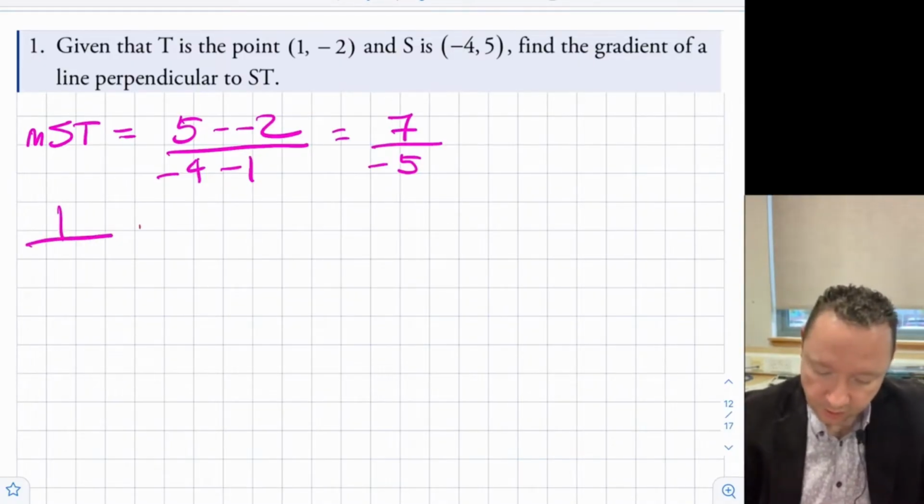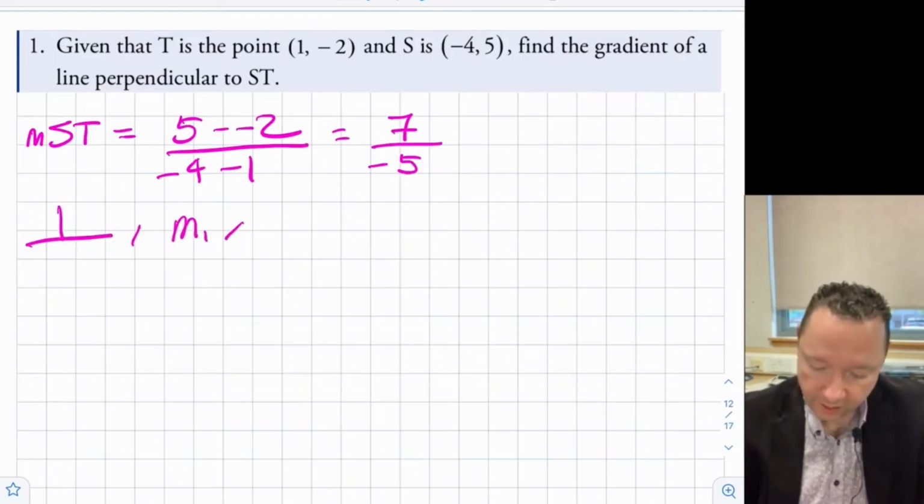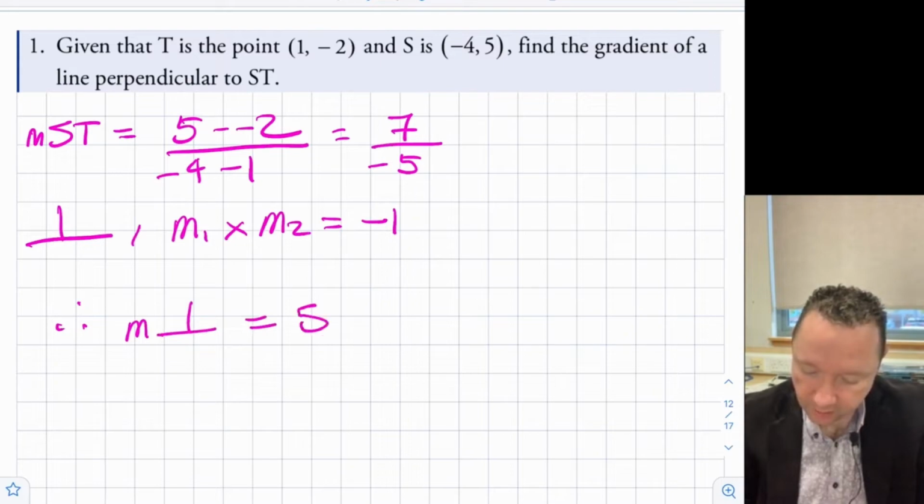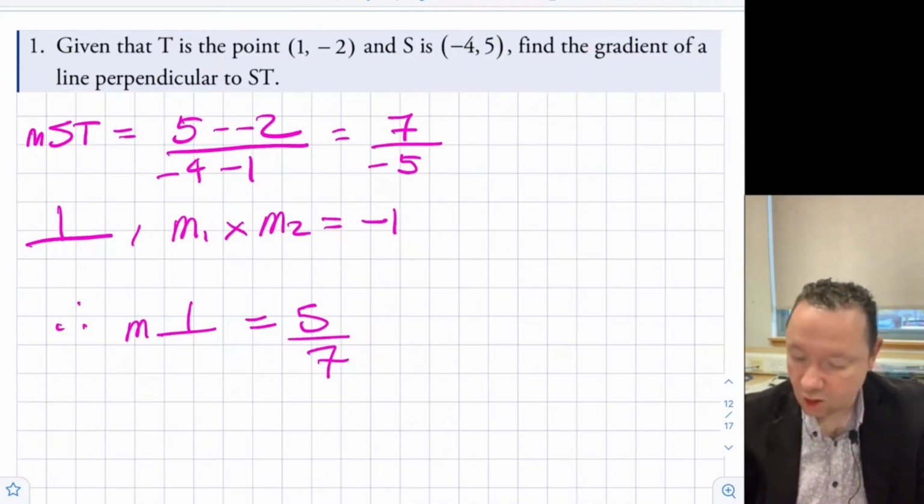And since they're perpendicular, the gradient of the first one times the gradient of the second one must equal minus 1. Therefore, the gradient of the perpendicular line is equal to 5 over 7. Let's flip that upside down and put a minus in front of that, but it's already got a minus, so it becomes a plus. And we're done.